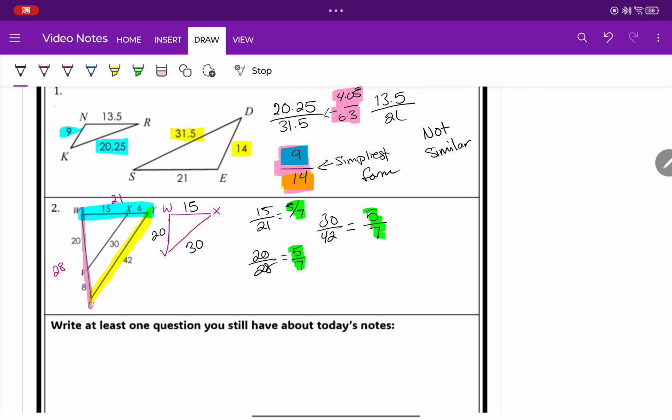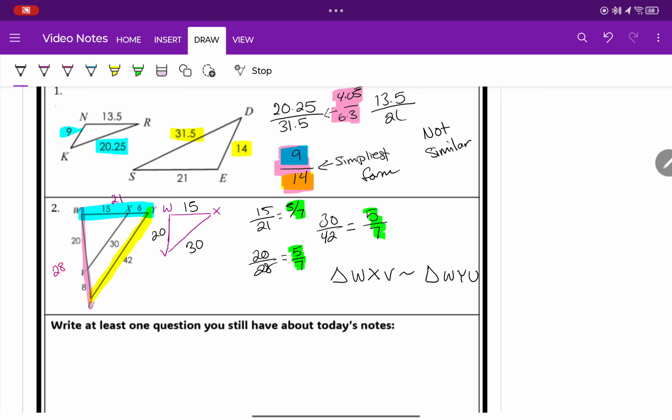So now I have 3 ratios that are the same, making triangle WUY similar to triangle WXV. Okay, so that is similar to triangle WYU.